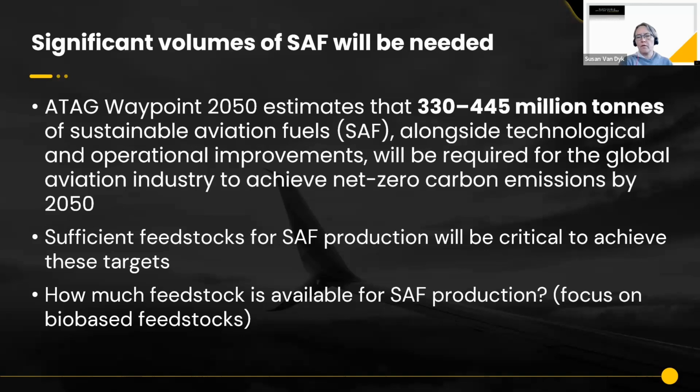So let's just look at global availability of feedstocks. There are various reports and so on that give estimates of how much SAF we will need. And it could be anything. Just this one report estimated 330 to 445 million tons. And if you convert that based on the energy density of jet fuel, which is 1,250 liters per ton, you will need at least 400 billion liters, and other reports, anything from 4 to 5 to 600 billion liters.